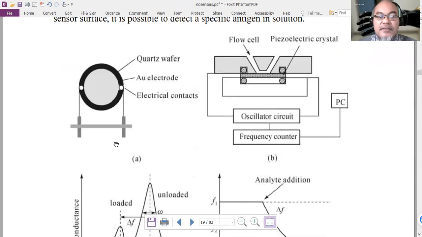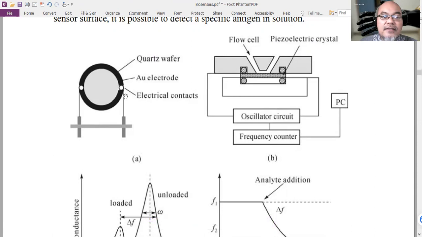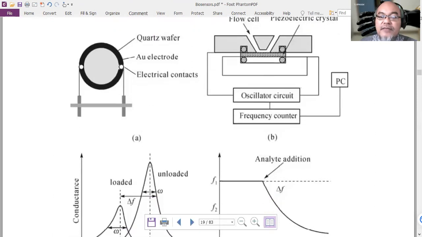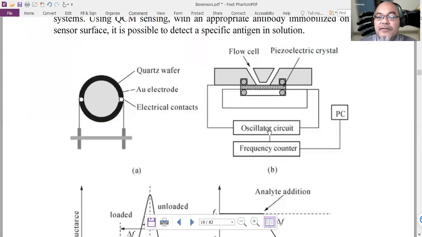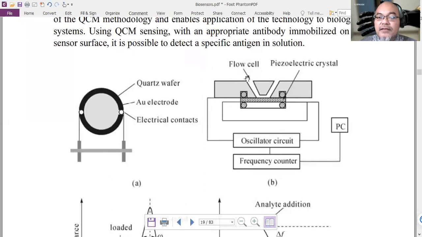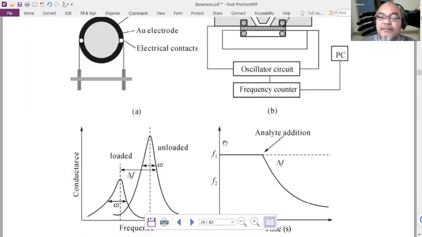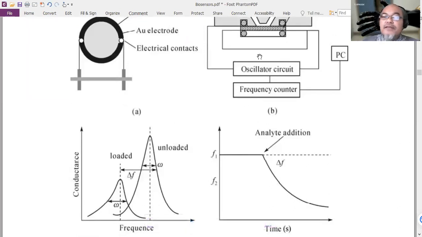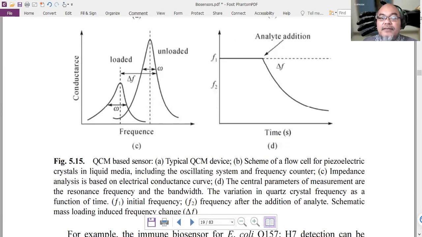So this is how the system looks. This is a quartz wafer. You put the gold electrodes like this, to apply the varying voltage as well as to measure the frequency shift. And you oscillate it using an oscillator circuit onto the piezoelectric crystal, and flow the sample onto it. And you count the frequency from this oscillator circuit. And if the frequency shifts, it means something is adsorbed on the surface of the piezoelectric crystal.